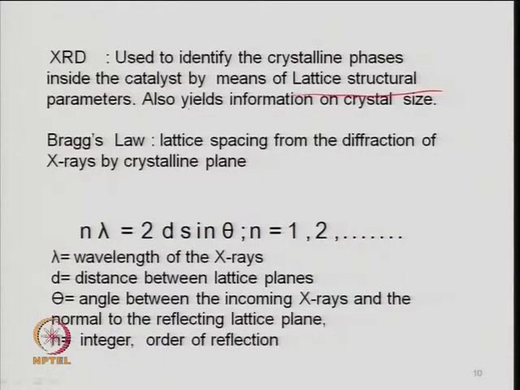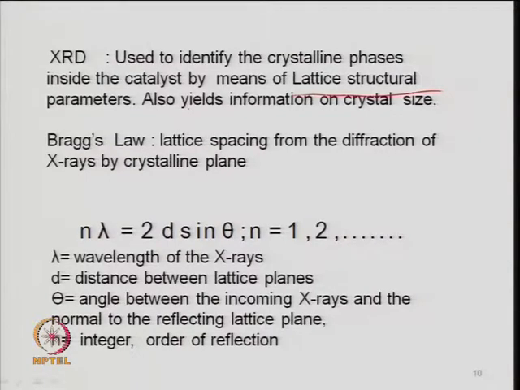Bragg's law, all of you know. So, n lambda is 2 d sin theta, where d is known as the interplanar distance, that is the distance between two lattice planes, and this is the property of a definite phase. So, this will change from phase to phase. Lambda is the wavelength of the X-ray radiation. So, this is the source beam.